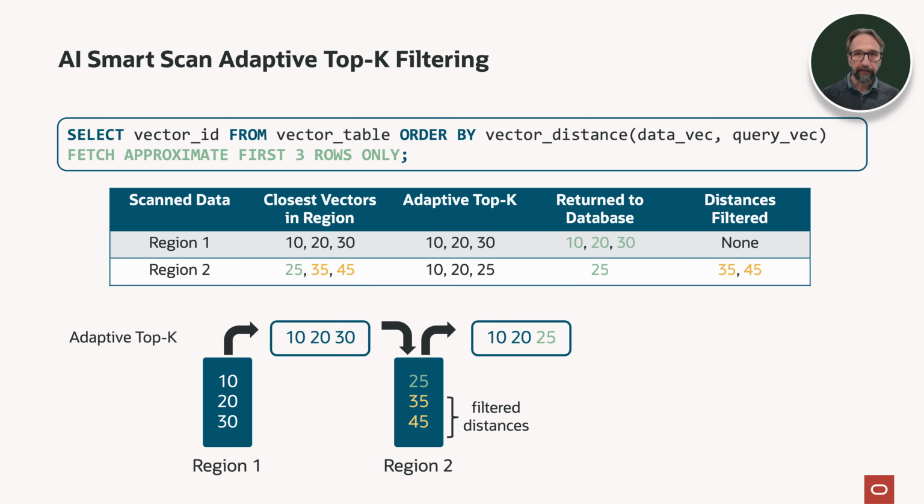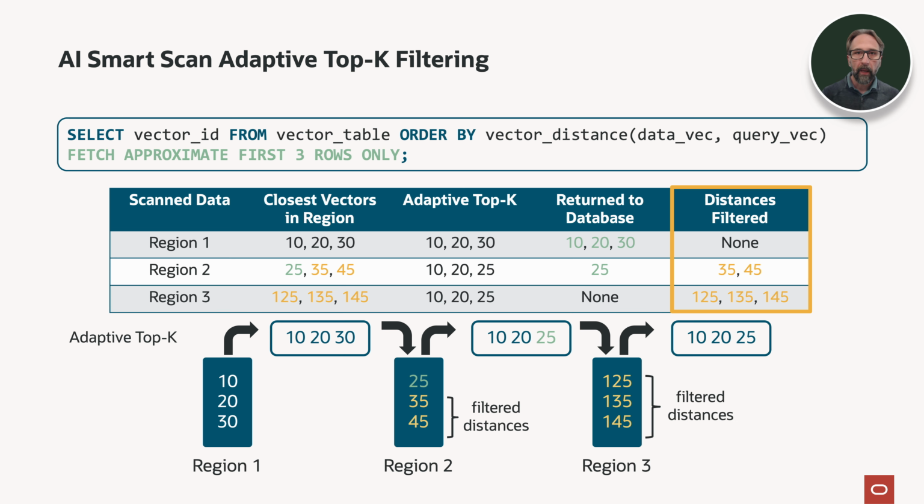When it moves on to the next region, we do the same thing. We scan the region, calculate the 3 closest vectors, and only if those vectors improve the adaptive top K will they be included in the adaptive top K. So you can see here vector 25 pushes vector 30 out of the adaptive top K results. Vectors 35 and 45, because they don't improve the query, are discarded altogether. They're filtered out. And we do the same in region 3 and so on and so forth. And in region 3's case, we can discover all 3 of the vectors are actually filtered out because they don't improve the adaptive top K results that we've gathered so far. Only the results that are in the adaptive top K are sent back to the database server for further processing.